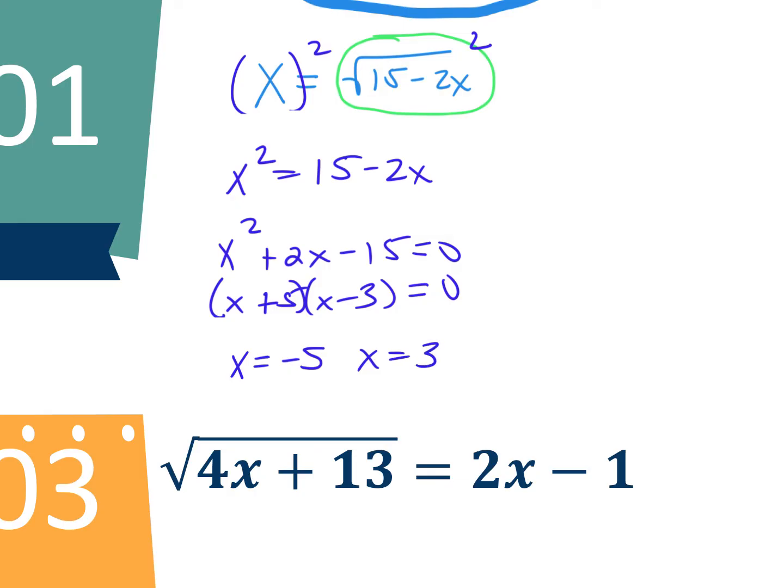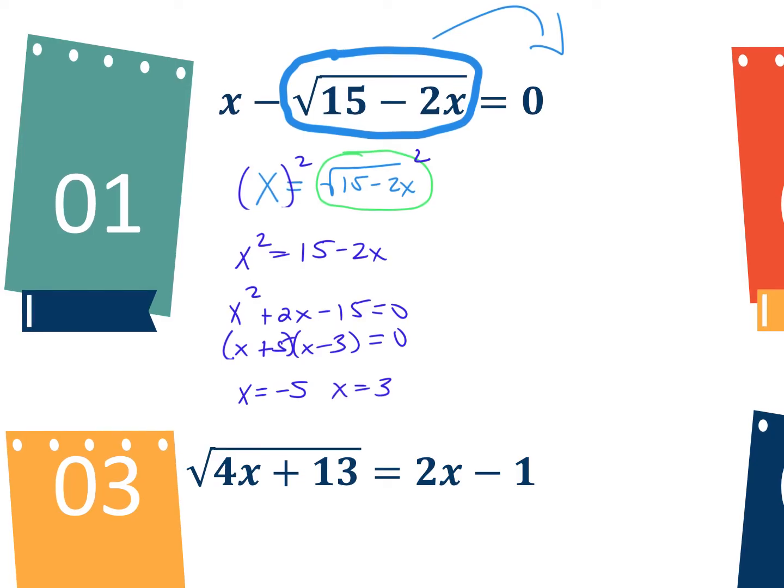Now we absolutely have to check. However you guys do the check is fine. Some of you want to do it in your head. That's fine. Some of you want to actually write it out. I don't have to see the check. You just have to make sure that you check. So I'm going to try -5. So -5 minus the square root of 15 minus 2 times -5. Does that give me 0?